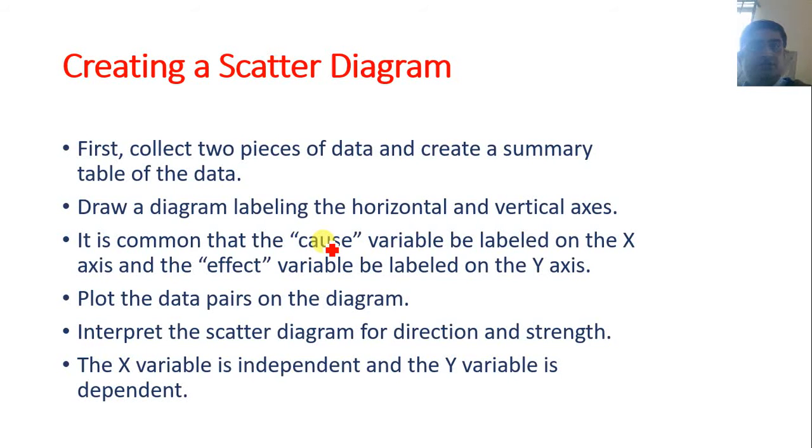And how can you draw a scatter diagram, or how can you create a scatter diagram? So here are the various steps. First, collect the two pieces of data and create a summary table of the data, and also draw a diagram, labeling the horizontal and vertical axis.